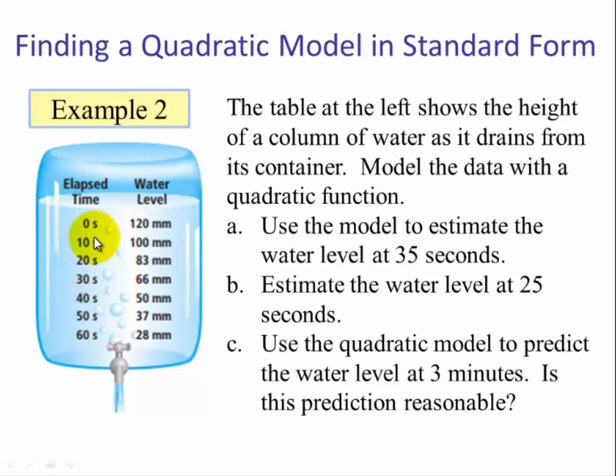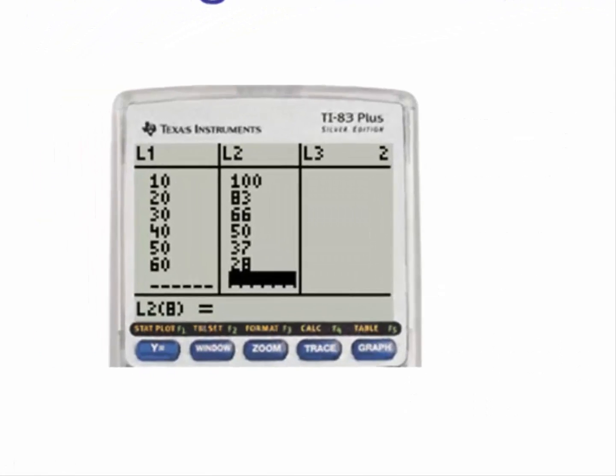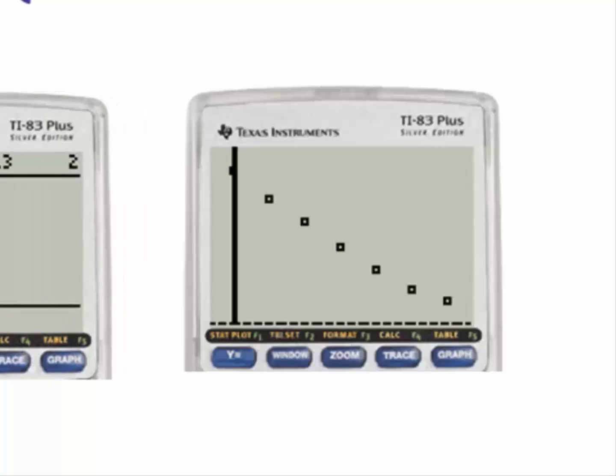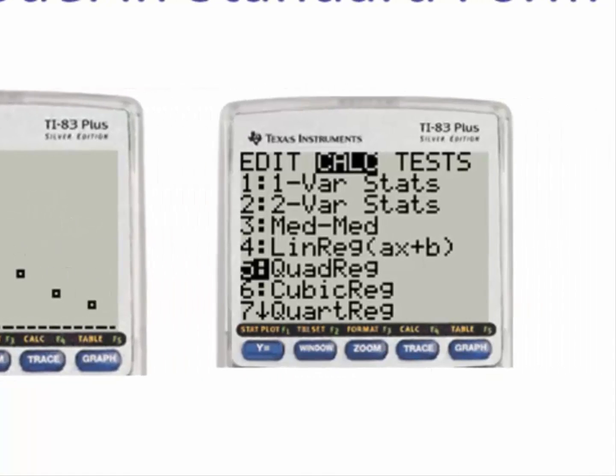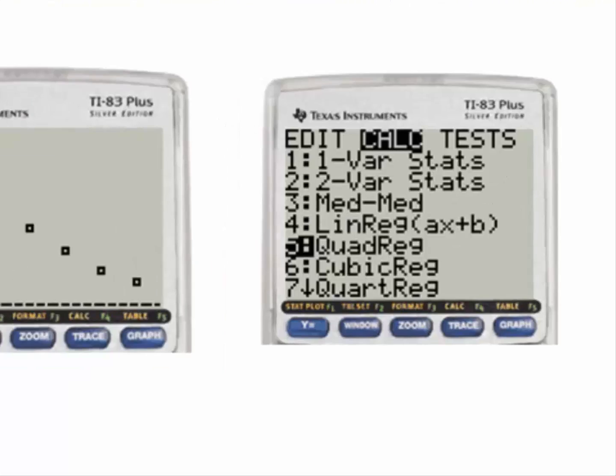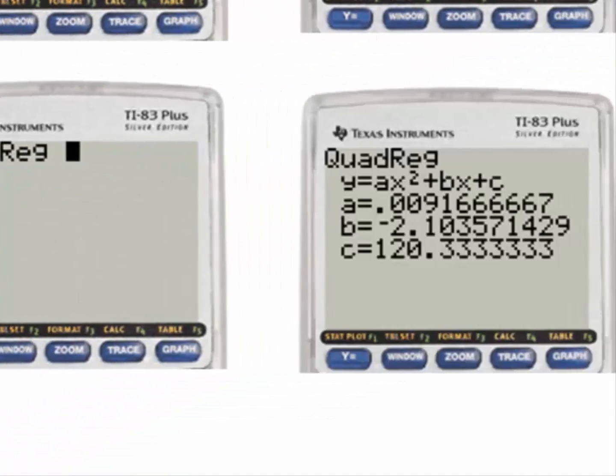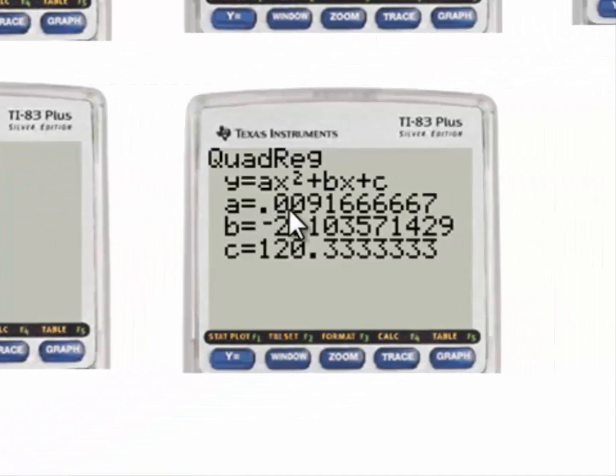So our first step is to enter the independent variable, elapsed time, in list 1, and in list 2 will be the water level. Next, we want to look at the scatter plot of the data. To get the quadratic model, we hit stat, then to calculate, and then number 5, quadratic regression. We hit enter, and we have our values of A, B, and C.